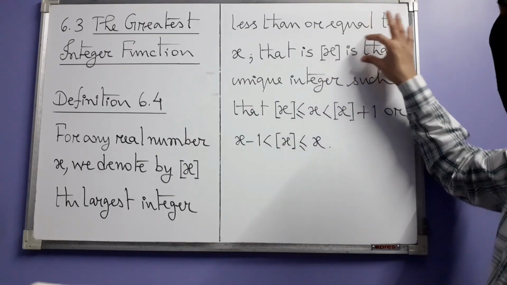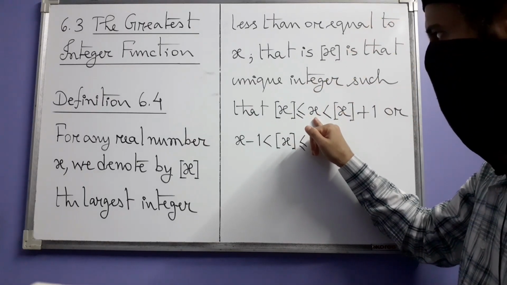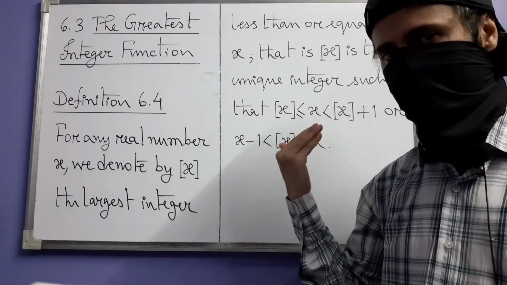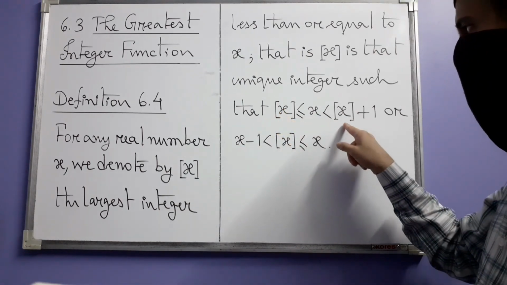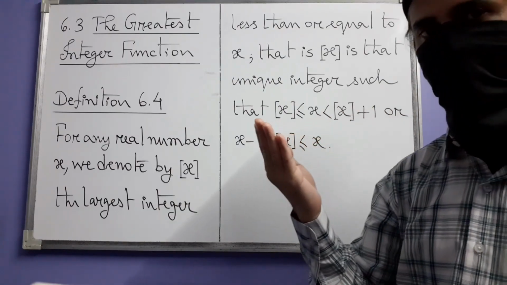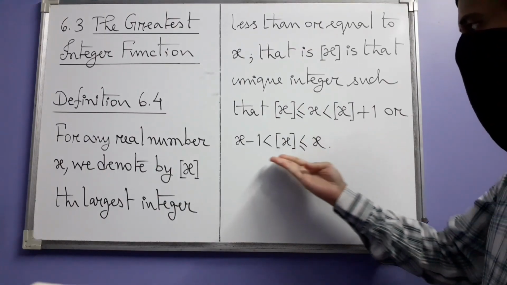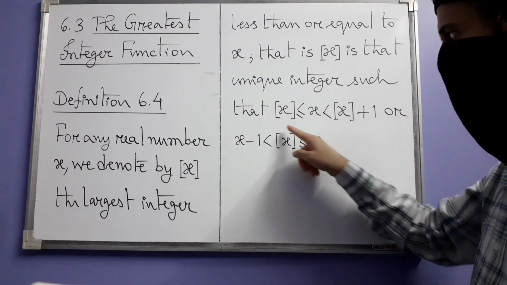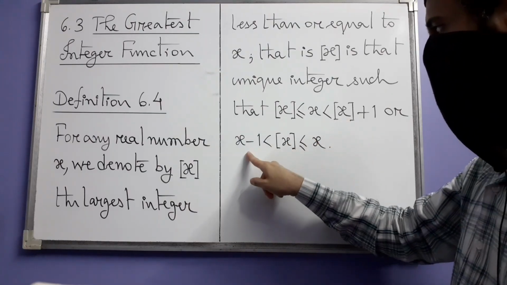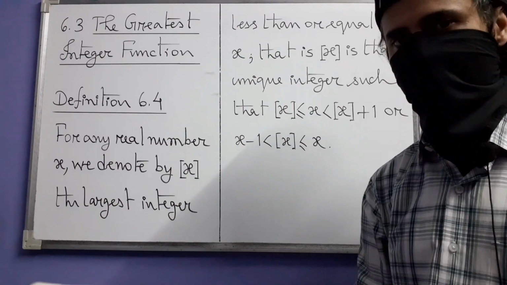That is, this is that unique integer which is less than or equal to x, and because this is the largest one not exceeding x, the next one, that is this plus 1, will exceed x. That means it will be strictly greater than x. Or in other words, we have these inequalities, where this is just this, and this one leads to this: x minus 1 is less than this greatest integer value.